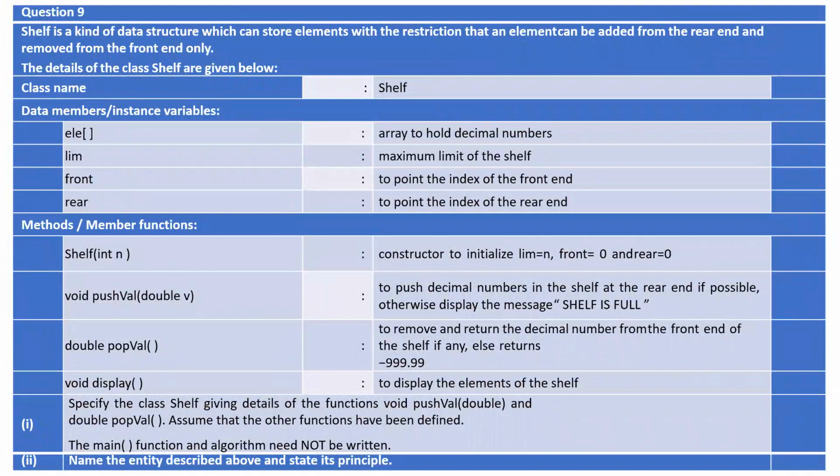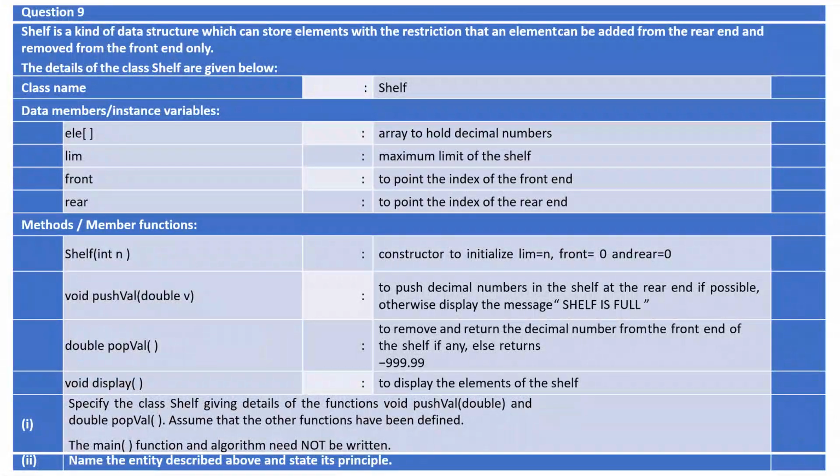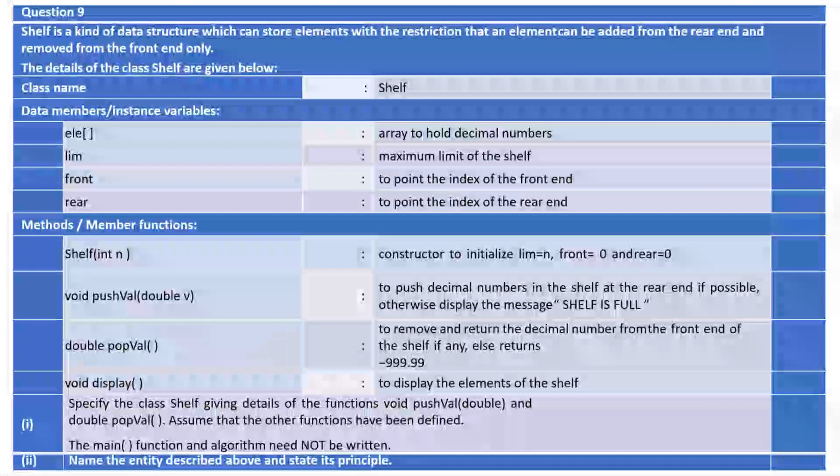So we have the array ELE, then the limit that will store the limit. Then we have front and rear, a parameterized constructor, and push_val and pop_val, just to name the functions; they can have any name. Push_val basically inserts one element into the queue, and pop_val removes one element from the queue. Now you have to be careful about what is asked here.